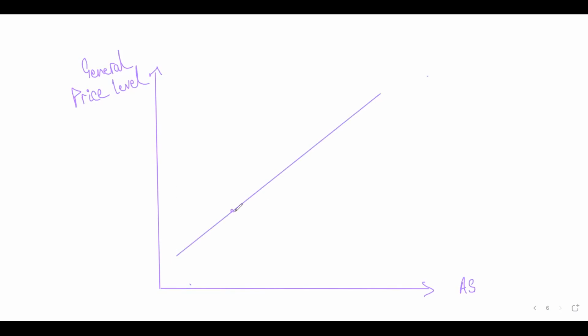So have a look at this. If initially the general price level was, let's say, at this level, then the total output produced, let's say, was this much. So this was your general price level, and this much was your aggregate supply. When later your general price level rose from GPL1 to GPL2, you can see for yourself that your aggregate supply also increased.